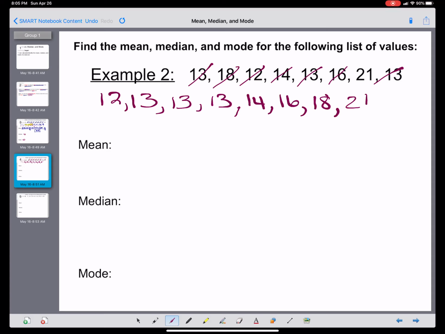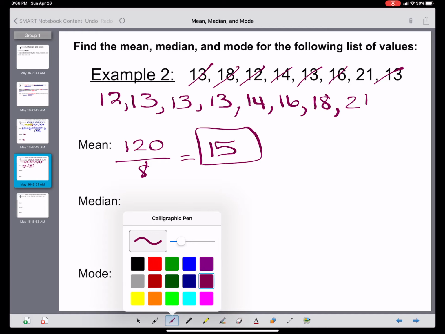Well, if I were to add this all up, I end up with 120. I'm going to divide that by the total number of numbers on the list. So 1, 2, 3, 4, 5, 6, 7, 8. I have 8 numbers. So 120 divided by 8 is 15. My mean is 15.